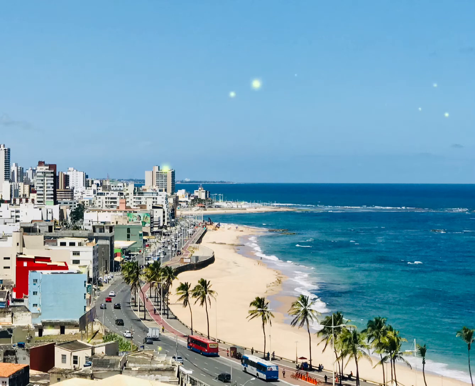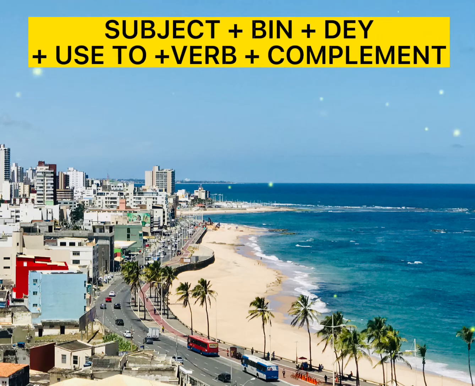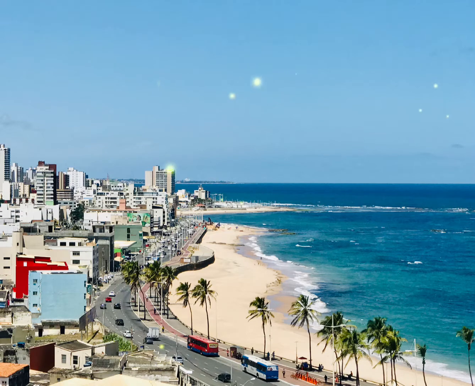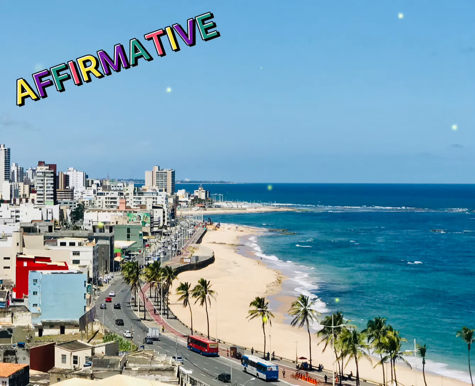We're going to start with the affirmative form like we normally do. Before we start with the affirmative sentences, let's look at the structure once again. So the structure is the subject plus been plus they plus used to plus verb plus complement. Now, let's look at complete examples in the affirmative.